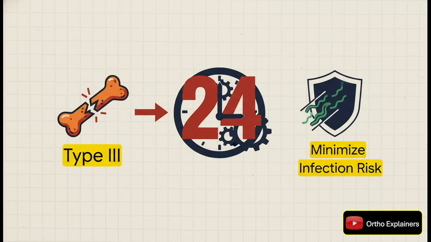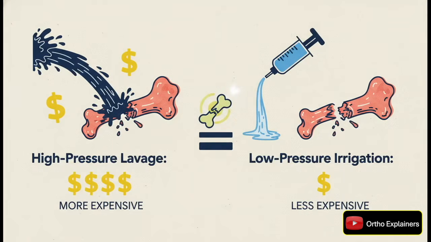For years there's been this debate about timing. How soon is soon enough? Well, this crucial point now has high-level evidence to guide us. The Goliath meta-analysis gives us a strong answer. For all type 3 open fractures, you really need to get that surgical debridement done within 24 hours to minimize the infection risk. This is a fantastic practice point, and it has some serious resource implications.